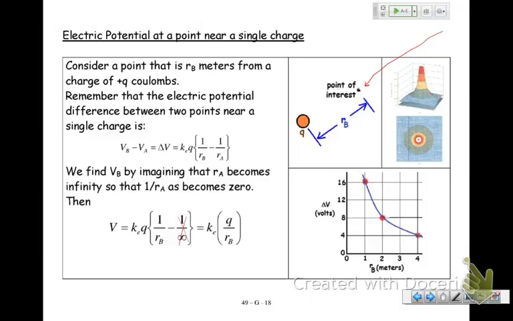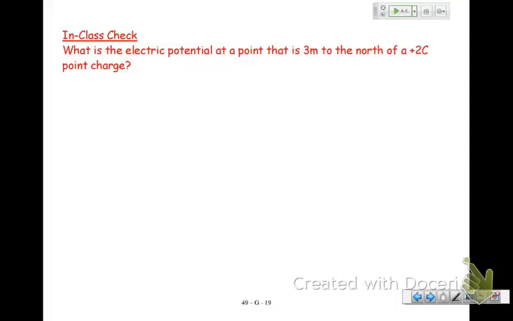That's kind of nice. And it's an inverse relationship. So what is the electric potential of a point that is 3 meters to the north of a plus 2 Coulomb charge? 2 Coulomb positive. I am 3 meters to the north. There's my point of interest. I want to know my potential V, not delta V.